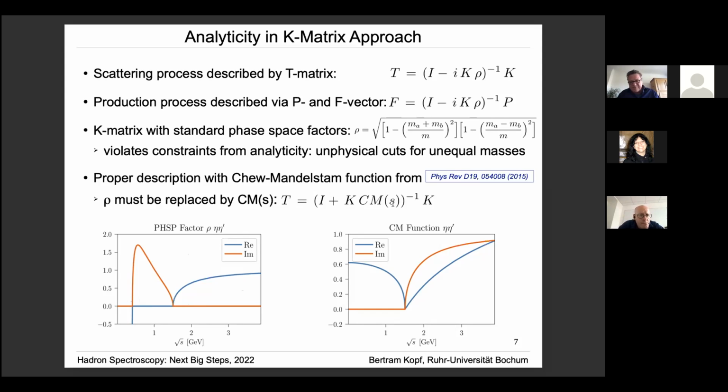This can be solved by replacing the normal phase-space vector by, for example, Chew-Mandelstam functions, which consider the analyticity and also the continuation to below the threshold in a proper way.